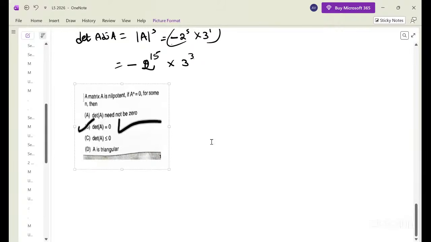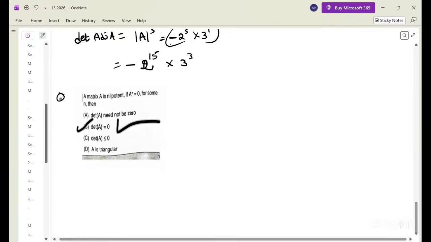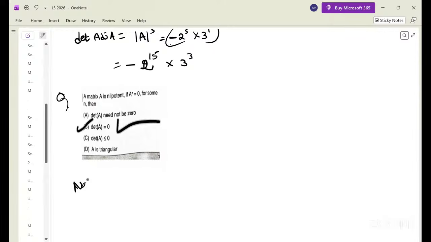A matrix A is nilpotent if A power n is 0 for some n. If this is given, then det A need not be 0, det A is 0, and so on. This is the next question. So the answer is det A equal to 0. So very important, note this somewhere.